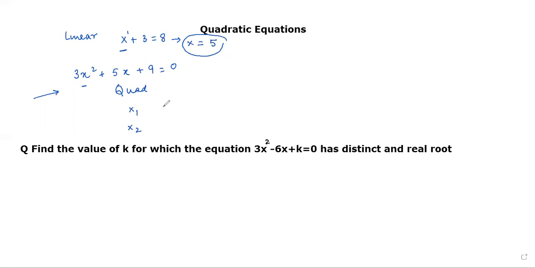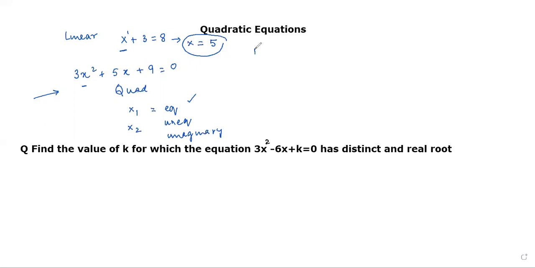Now, important point. When there are two values of x, either they can be equal, right? Or they can be unequal, or they can be imaginary, which cannot be defined. So there can be only three possibilities. These roots, the solutions which you have found, either they can be equal, maybe 3, 3, 5, 5, minus 2, but they will be equal. Or they can be unequal, one is 3, another is 7. Or they are imaginary, which cannot be defined at all.